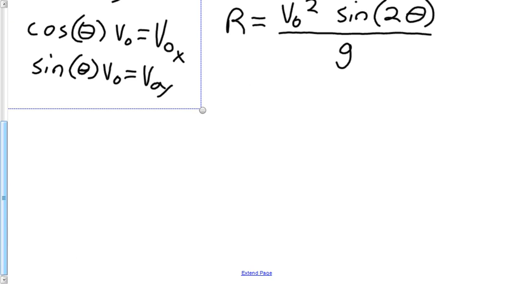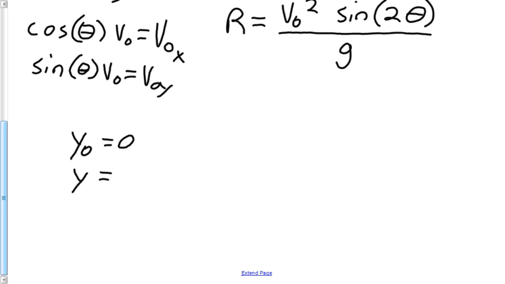So y naught, meaning the initial y position, is going to be equal to 0. I'm going to write down everything that I know. Y is also going to equal 0 because I want to know how long it's going to take to leave from the 0 position, go up, and then come back down. And that's going to be measured in meters in both cases. The initial velocity in the y direction is equal to the 8 meters per second.